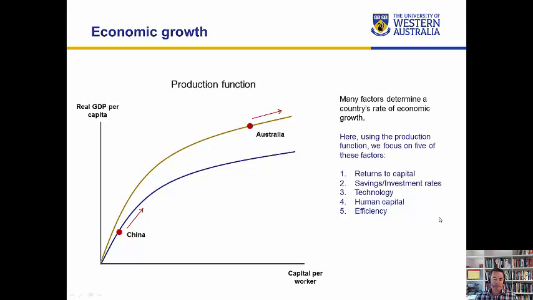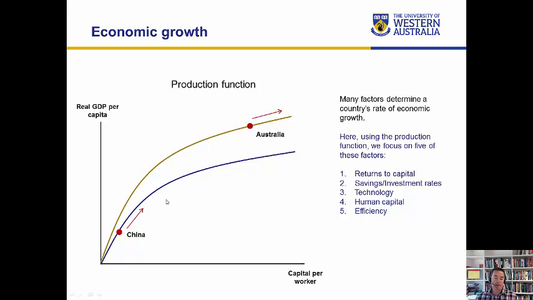and I've drawn two production functions there. One, China is on the lower one and Australia is on the upper one. Now, in terms of this production function analysis, I've got 5 key drivers of economic growth. Now, certainly these are not the only drivers, but they are 5 of the main ones. So, in terms of the first one, returns to capital is all about the slope of the production function.